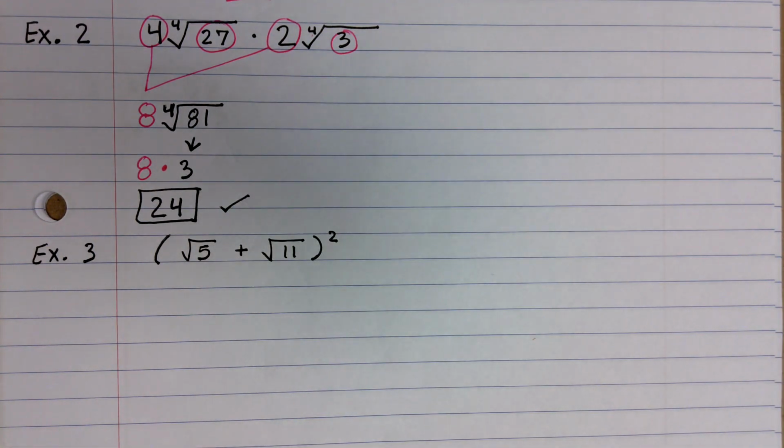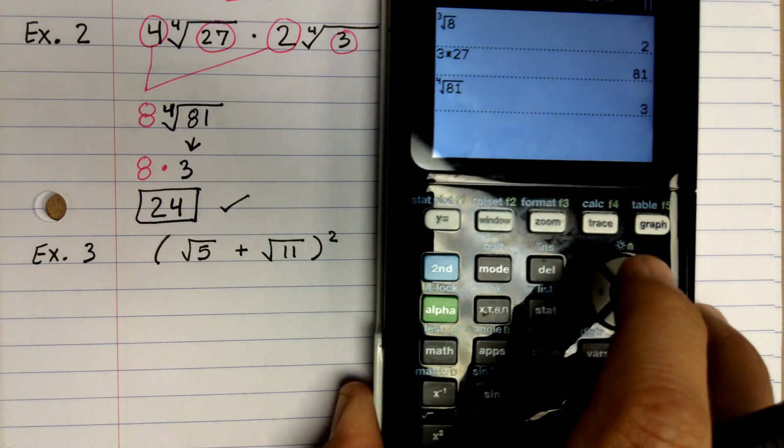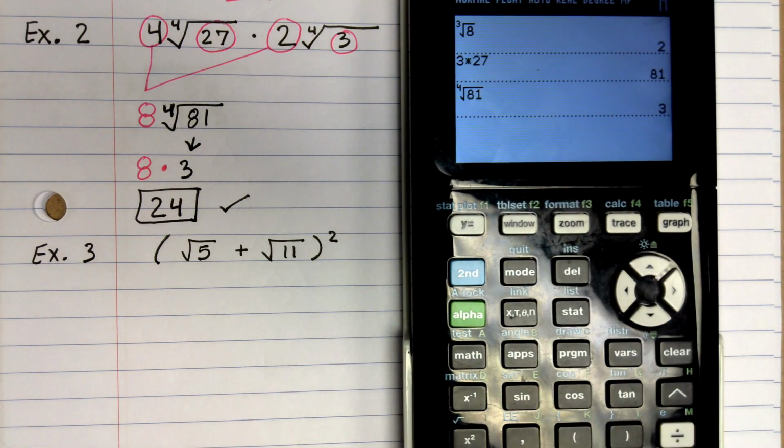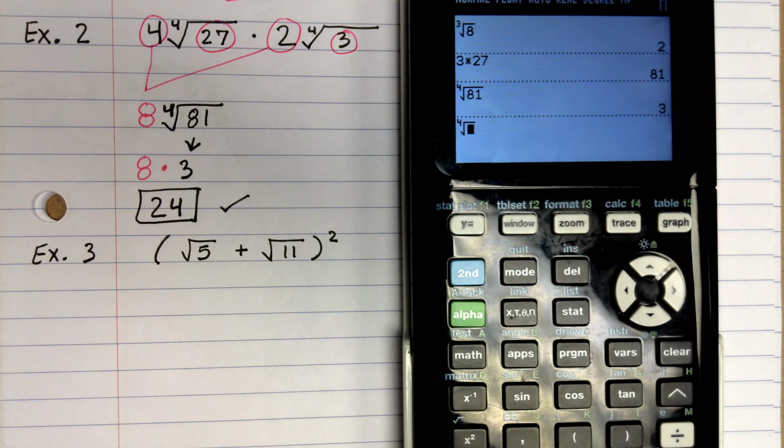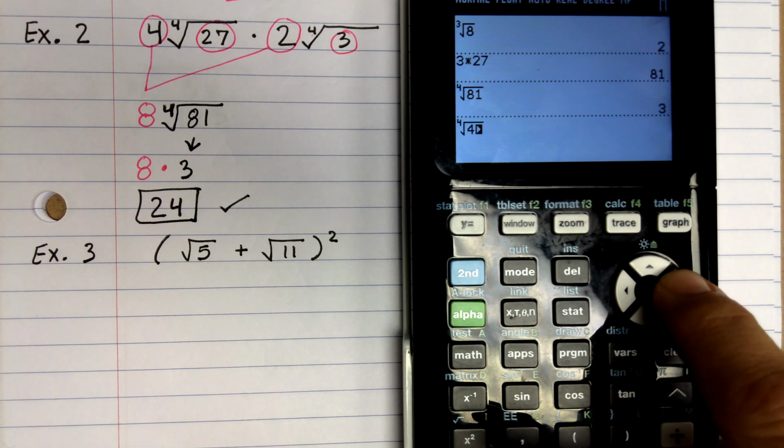You can always check these with the calculator as well. I know I didn't check the first one, but I do want to show you if I were to take this and put it into the calculator. For instance, I'm going to go ahead and put in 4, and then I'm going to hit math and put my index of 4.